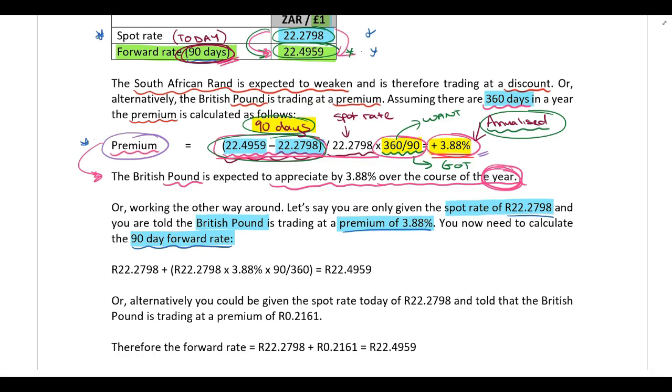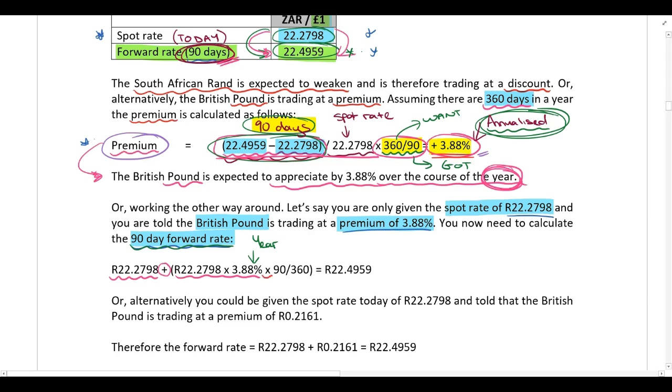Simple calculation, if you understood the logic above, we just take our spot rate today. We know that the pound is trading at a premium of 3.88%. So we know we need to increase this by 3.88%. However, just be careful, guys. We also know that this is the change over the course of a year. Remember, the 3.88% was annualized. We're not trying to work out the forward rate in a year's time. We are trying to calculate the forward rate 90 days from now.